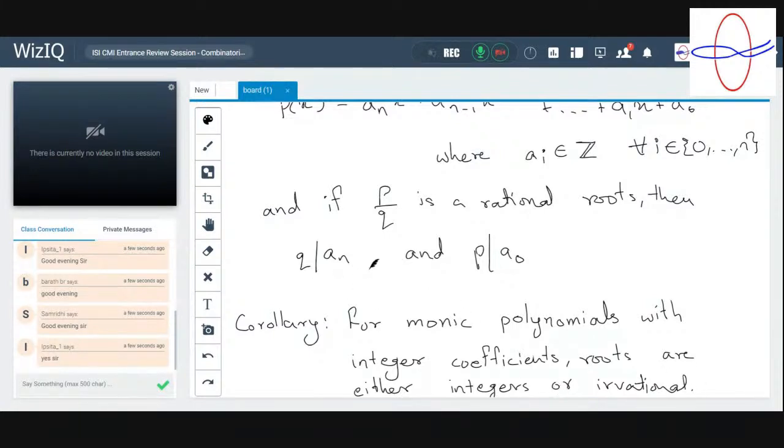This is easy to notice because if a monic polynomial had a rational root p by q, then q would divide 1, and only 1 and minus 1 divide 1. So p would be an integer, p over q would become an integer. Fine. This is the result I forgot yesterday.